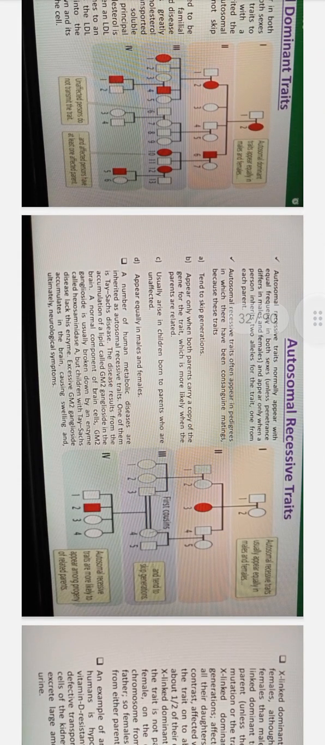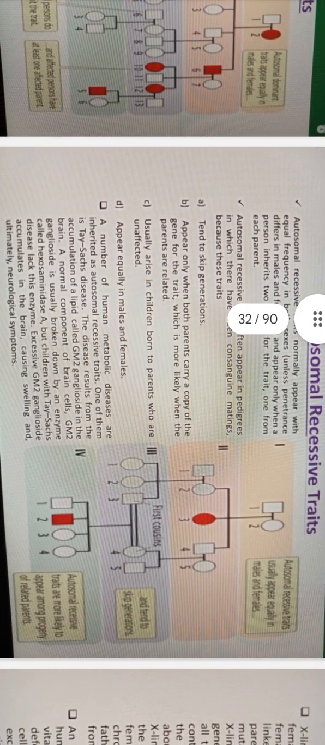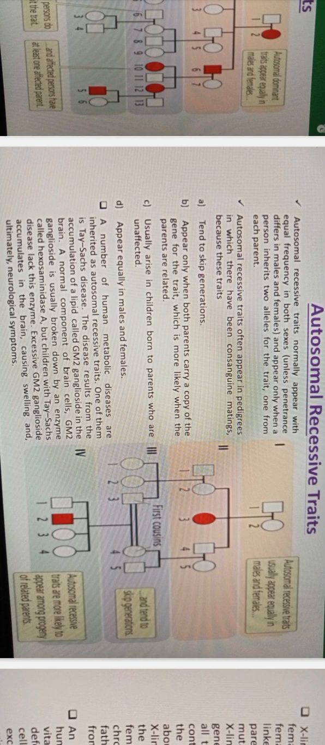Then autosomal recessive traits. Autosomal recessive traits normally appear with equal frequency in both sexes, unless penetrance differs in females and males, and appear only when a person inherits two alleles for the trait, one from each parent.